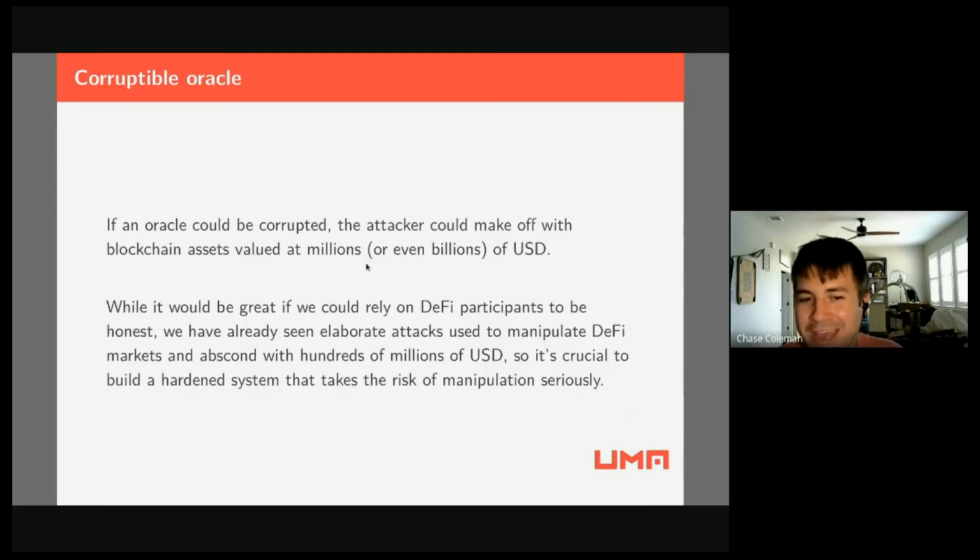And I love the idea of, it would be fantastic if we could all hug, sit around our campfire and just assume people are going to be honest. But we've already seen, including yesterday's attack, pretty elaborate attacks that have been used to manipulate markets and run away with literally millions of dollars on each attack. And it's totaled probably even more than hundreds of millions. But there have already been significant attacks. So it's really important that we build a hardened system that takes this risk of manipulation seriously.